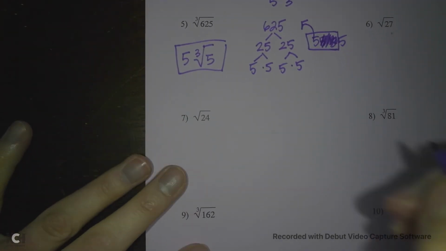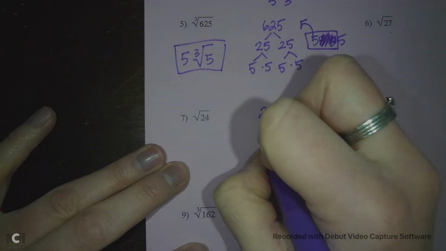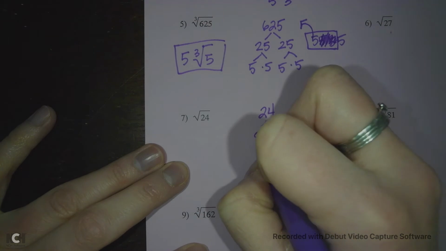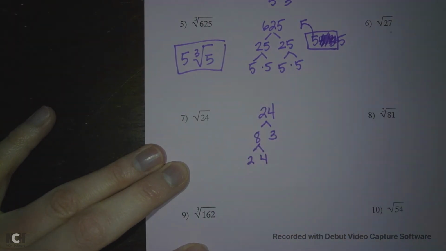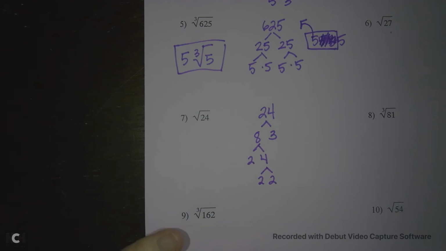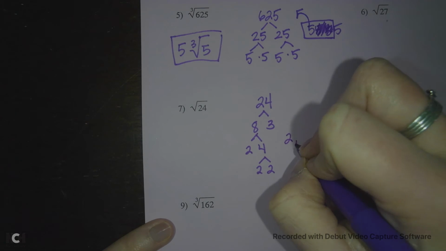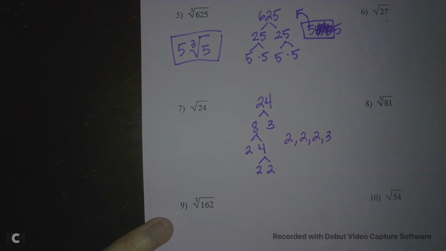Number 7 is the same idea, so we're going to take our 24 because it's not a perfect square. And I know 8 and 3 go into 24. And I know 8 is made up of 2 and 4. And 4 is made up of 2 and 2. So now I have all my leaves done. I can't go any further. So now I'm going to write them from least to greatest. So I've got a 2, a 2, a 2, and a 3.